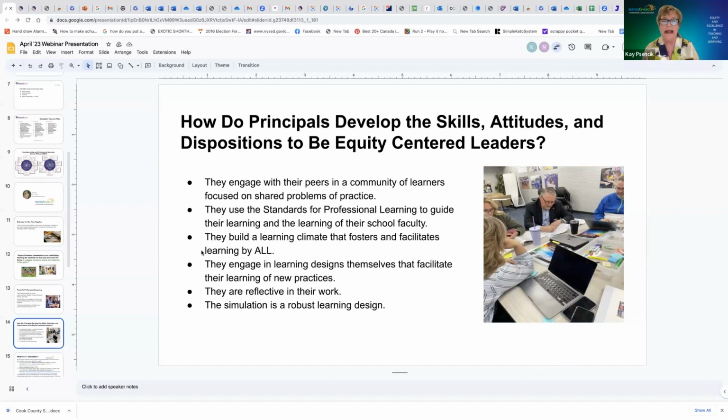So as we were creating our sim, we thought, number one, how do principals use the standards for professional learning to design the learning for themselves as a learning community and for their faculty? And how do they build a climate that fosters and facilitates learning for all? So we also grounded our work on the work by Grissom on how principals affect students in schools. And we really want to be sure that our sim helps them explore those when they're making decisions. And so that simulation is a very robust learning design.